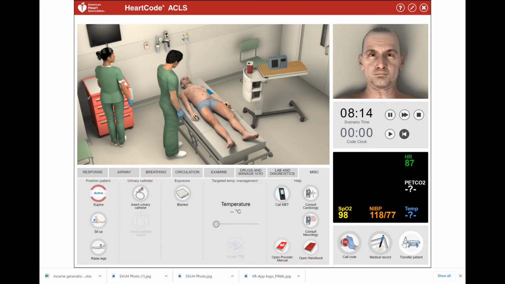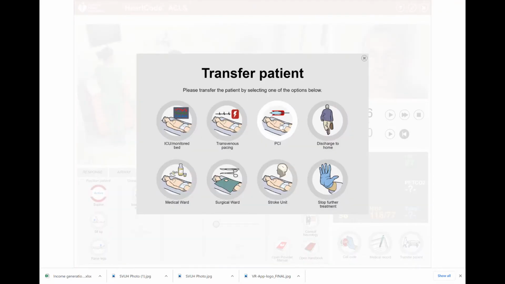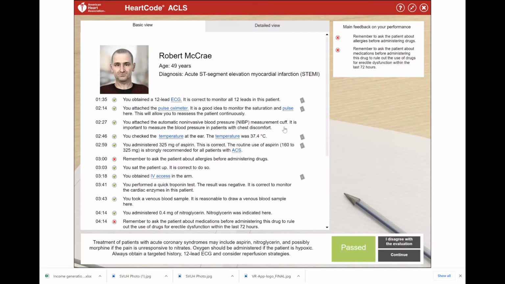So then in that case we're happy we've done as much as we needed to. He needs PCI, so we'll send him for an angiogram and stenting, because we think that's where he needs to go. Even though his troponin was normal and his CRP was a little bit high, those are red herrings from my point of view, and we'll see what they say. So we passed it. Yippee.